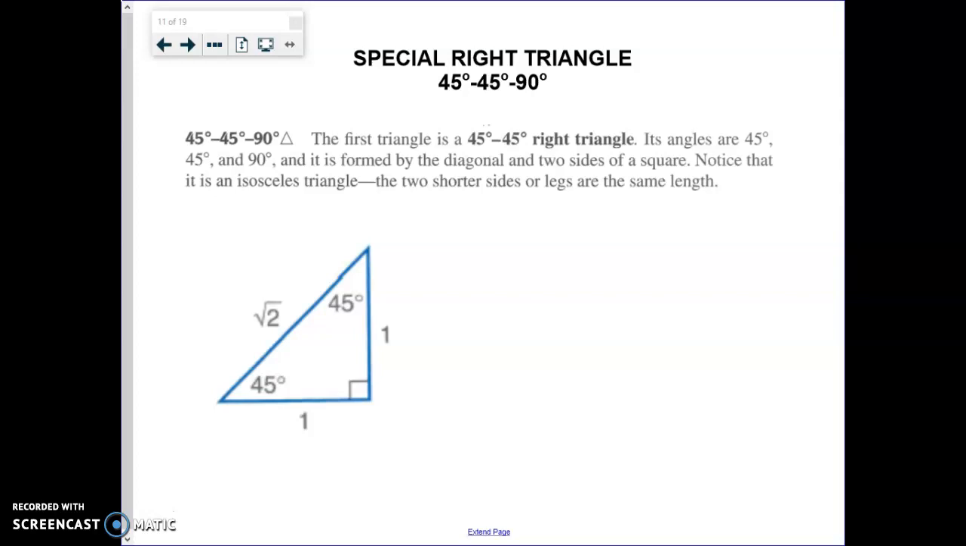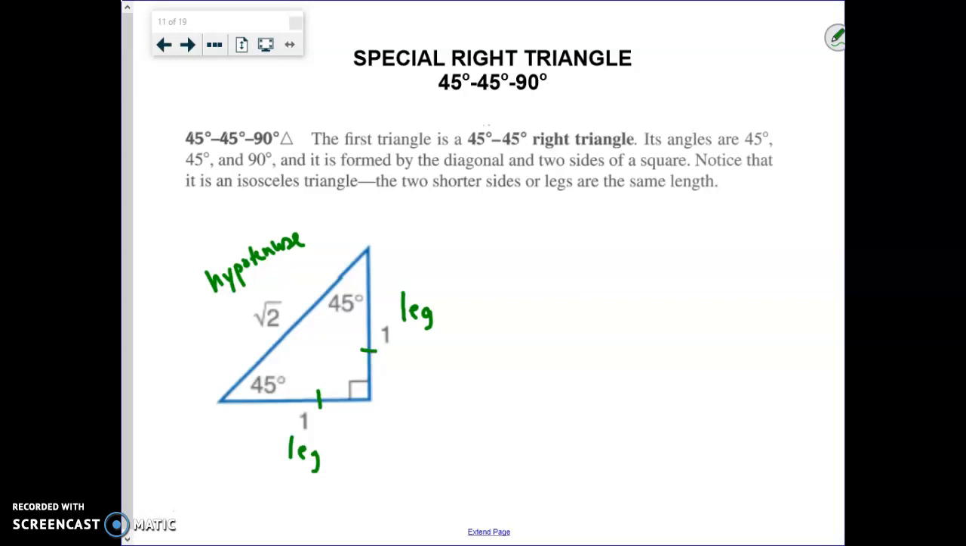Now, let's do a little terminology here. This is the hypotenuse right here. That's the longest side, opposite the right angle. There's your right angle, and the hypotenuse is opposite of it. Now, because the angles are the same, the two legs on a 45, 45, 90 triangle are congruent. They are the same length.